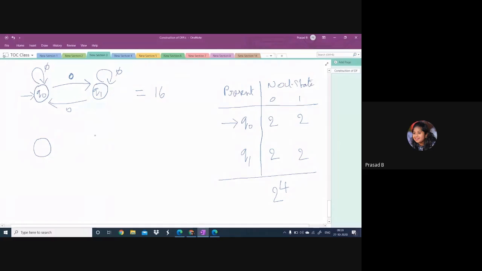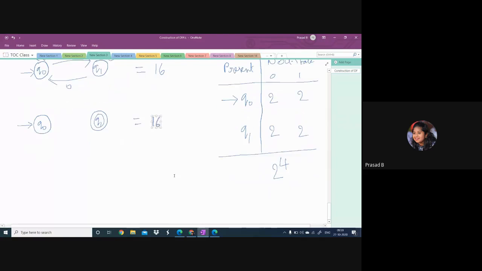Next time, I will take Q1 as final, but Q0 as non-final, and always Q0 is initial. So again we will have 16. But these 16 and the earlier 16 are all different, because in the first 16 there is no final state, and in the second 16 there is a final state.